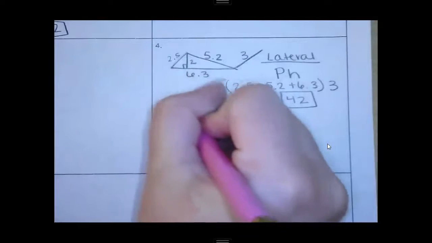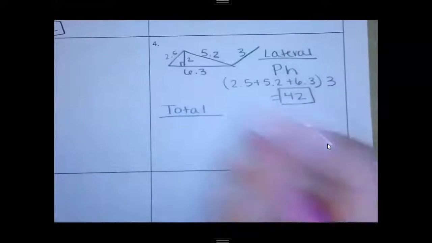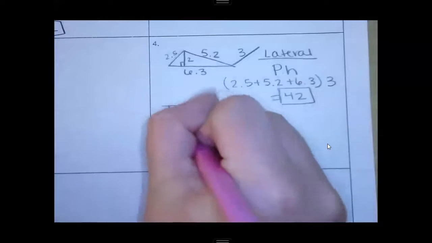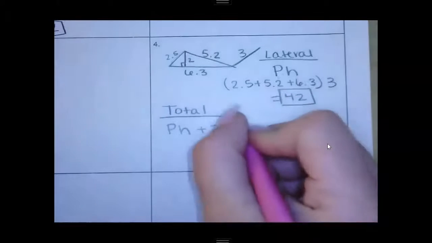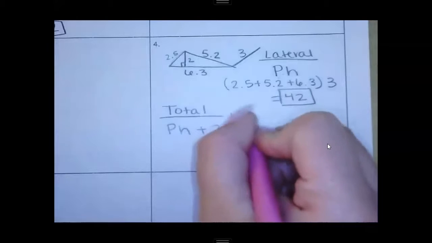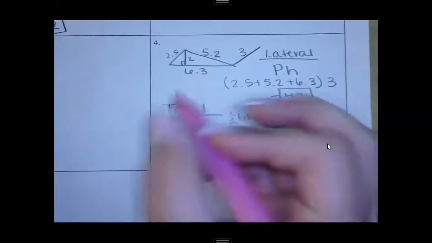Now, moving on to total. The same formula we used earlier. It's big P H plus 2 big B. And then remember, we're going to write that 1/2 BH above the big B. Now we're going to fill it in. So big P is the same as it was for lateral.